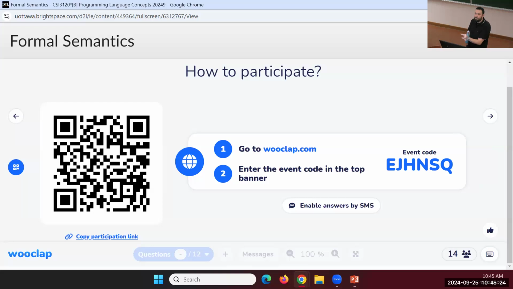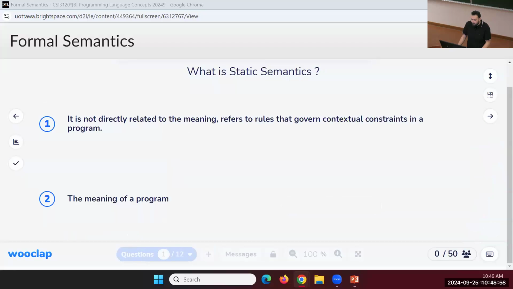So now these WOO clap questions are going to be a summary for everything I just explained on the slides. Okay, so hopefully it should stick in your mind, but that doesn't mean that you can always sleep during the slides and then just learn everything with the WOO clap. Everyone is in? Anyone still needs more time? So let's start. What is static semantics?